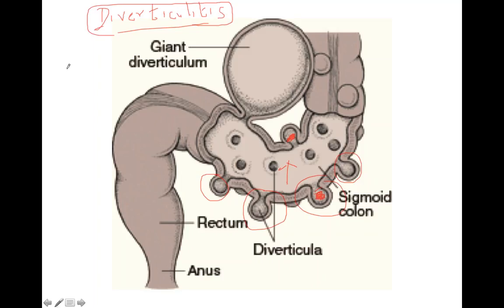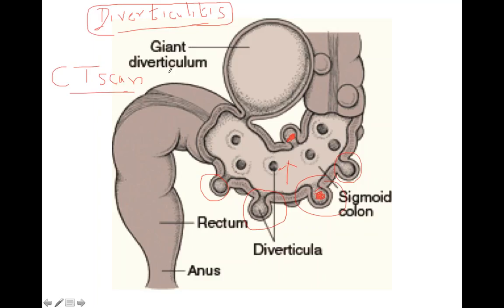The diagnostic test of choice is CT scan. We will not go for colonoscopy because the bowel wall is inflamed. Colonoscopy is contraindicated because there is inflammation now in these diverticuli. If we go for colonoscopy, there are high chances we can perforate the bowel. So the diagnostic test of choice in case of diverticulitis is CT scan.